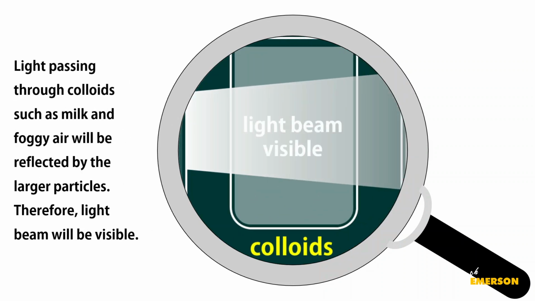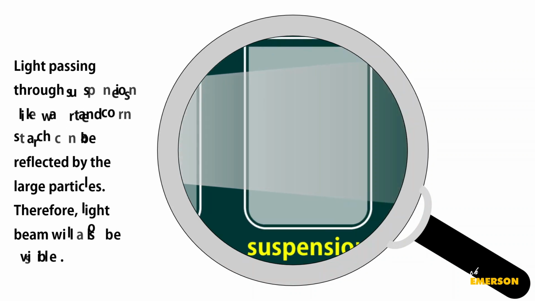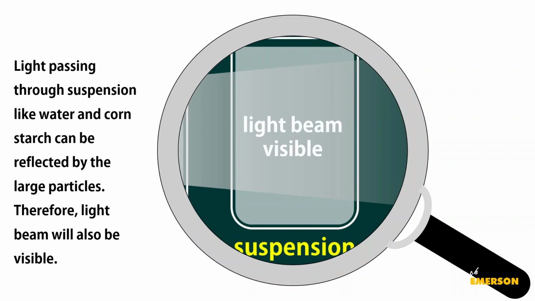Light passing through colloids such as milk and foggy air will be reflected by the larger particles. Therefore, the light beam will be visible. Light passing through a suspension like water and cornstarch can be reflected by the large particles. Therefore, the light beam will also be visible.